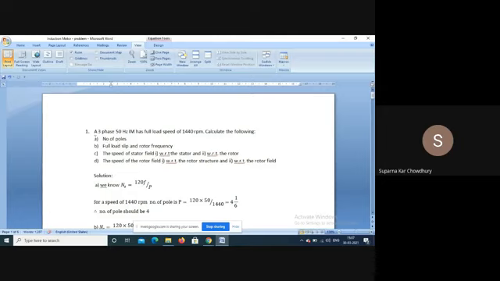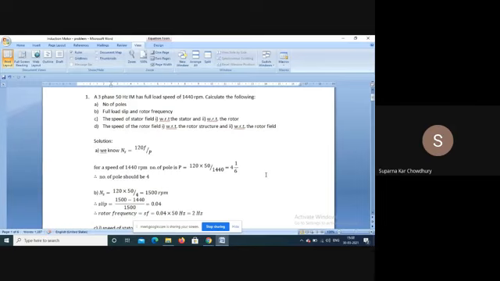Calculate the following: number of poles, full load slip and rotor frequency, the speed of stator field with respect to the stator and with respect to the rotor, the speed of the rotor field with respect to the rotor structure and with respect to the stator. So we know that an induction motor runs at a speed which is slightly less than the synchronous speed. And synchronous speed for any machine with p number of poles is given by 120 f by p. This is in RPM.